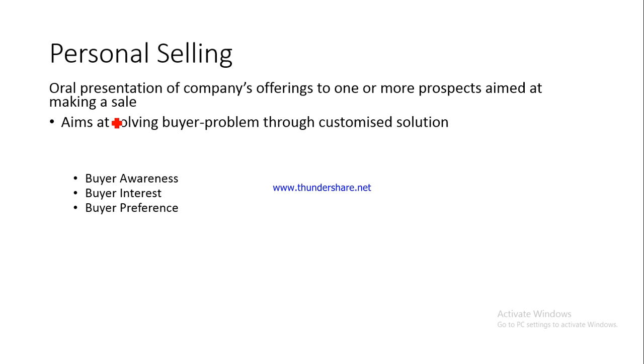Then let us understand what is the objective of personal selling. It aims at solving the buyer problem through customized solution. Now this is very, very important. Please understand. In earlier days, the aim of personal selling would be to sell the product to the prospect, to sell the product to the buyer. But now this does not work anymore, because if you somehow sell the product to the buyer and the buyer is not satisfied with this product, or probably he does not even want this product, but you have simply sold it to him, he would never come again for repurchase, right?